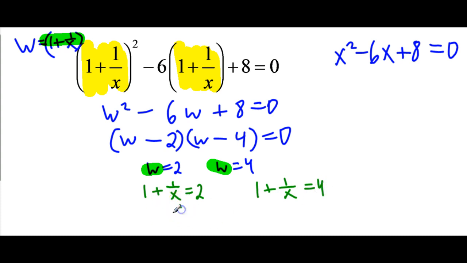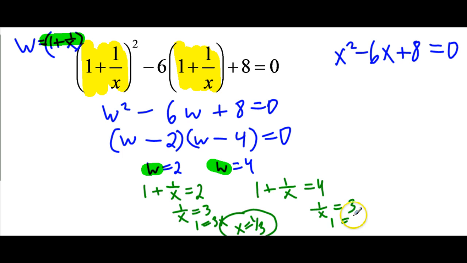We subtract, 1 over x equals 3. Multiply by x, 1 equals 3x. So x equals 1/3. We solve that. And here, subtract 1, we get 1 over x equals 3. Multiply by x, 1 equals 3x.